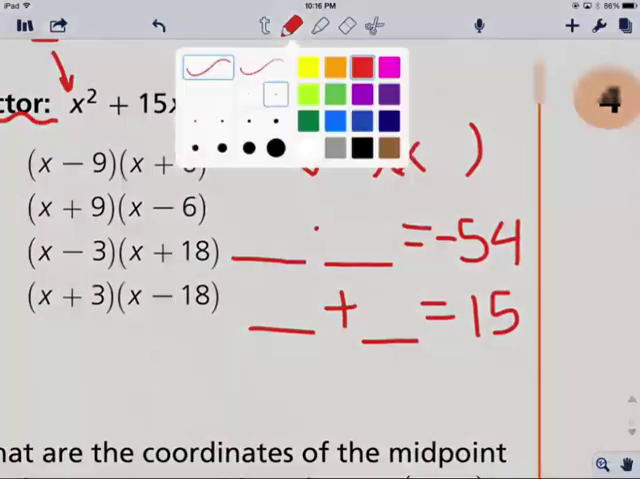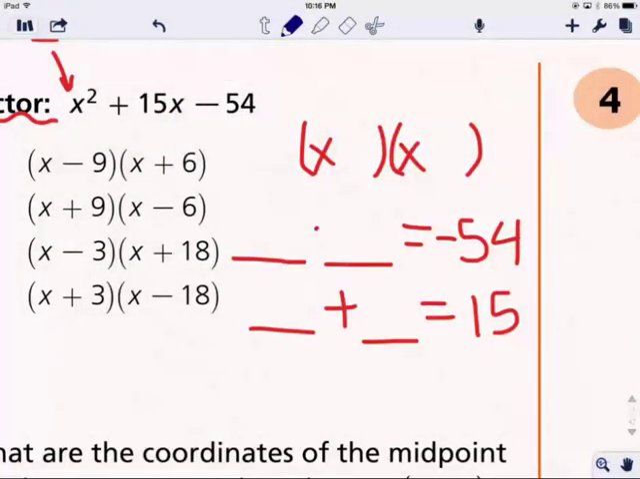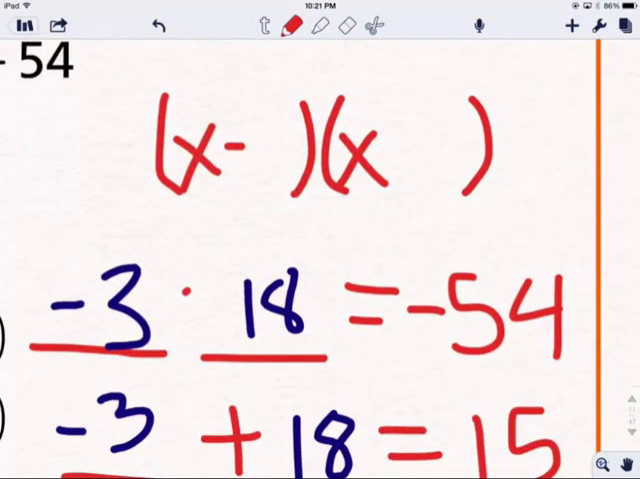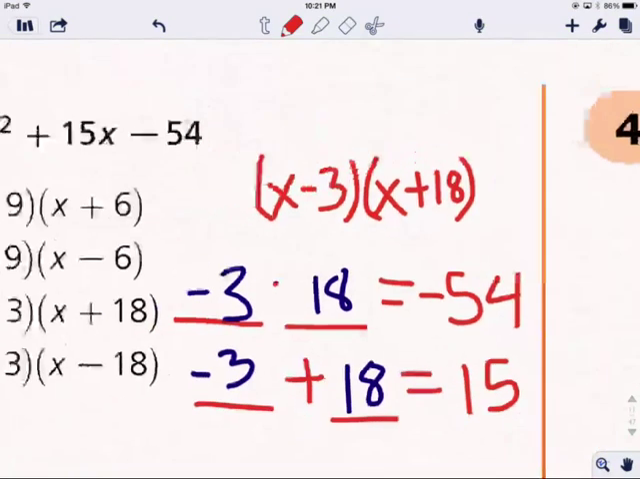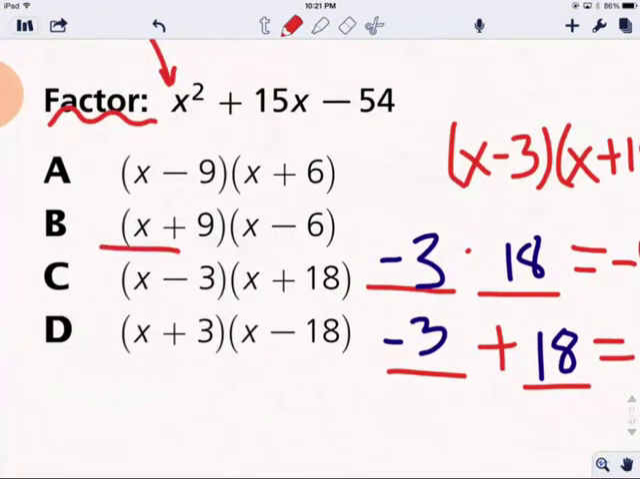The two numbers that fulfill those two conditions would be negative 3 and positive 18. They multiply to equal negative 54, and they add up to equal positive 15. So that means the way to write the factored expression is x minus 3 times x plus 18, which means that the correct answer choice is C.